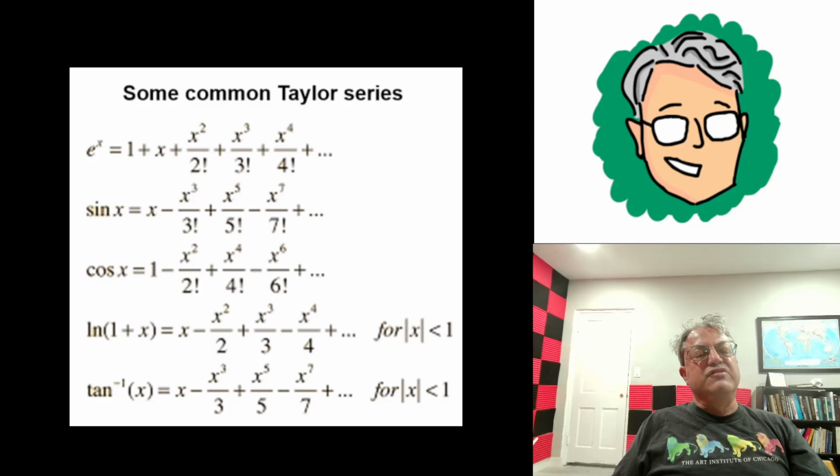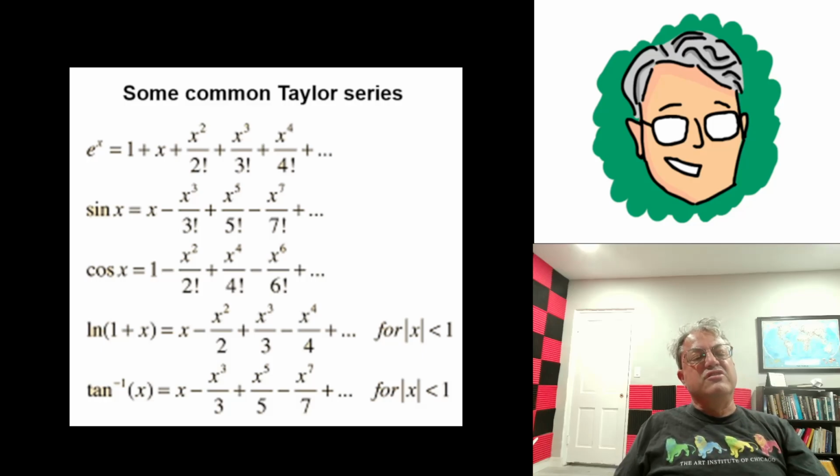So e to the x has a very nice form. e to the x is 1 plus x plus x squared over 2 factorial plus x cubed over 3 factorial plus x to the fourth over 4 factorial, and so on. You can write that as an infinite sum, n going from 0 to infinity, of x to the n over n factorial. That's how it's usually written.